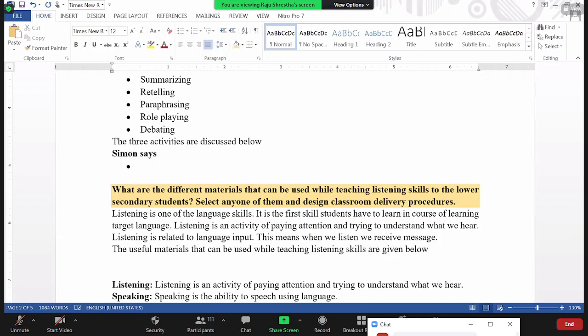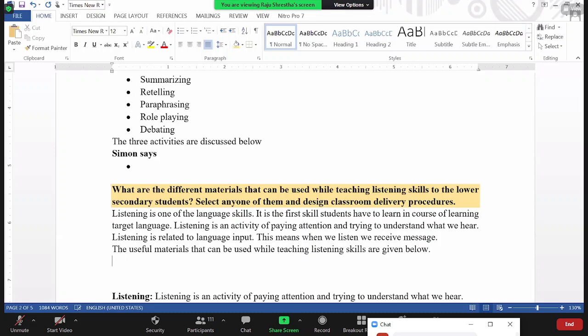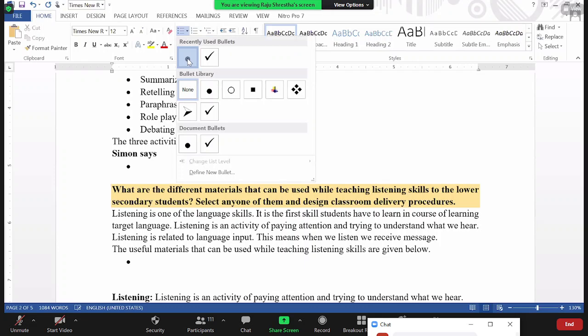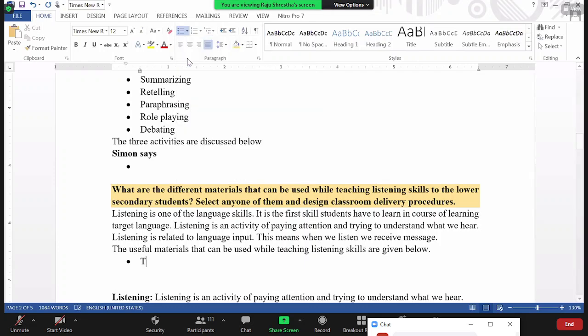यसरी जान सक्नुहुन्छ. Like there are different materials. For example, textbook you can use. Then audio script can be there. Then telephone conversation, these are the different materials you can use.